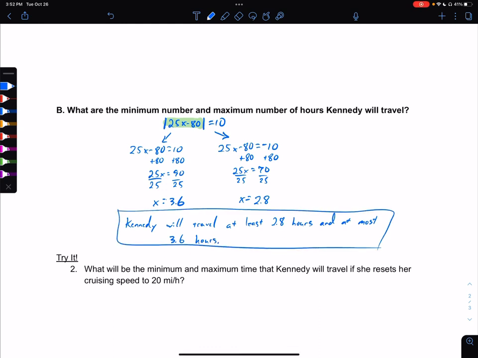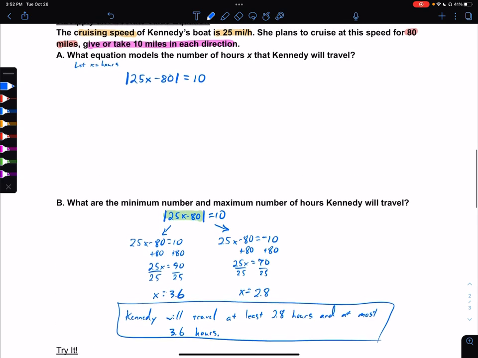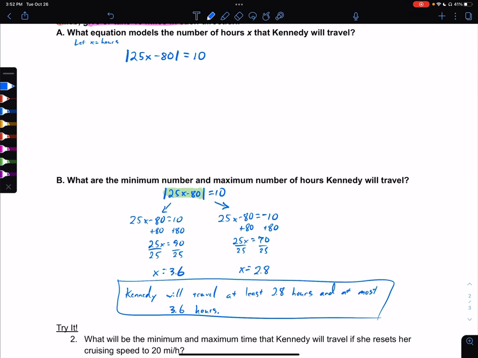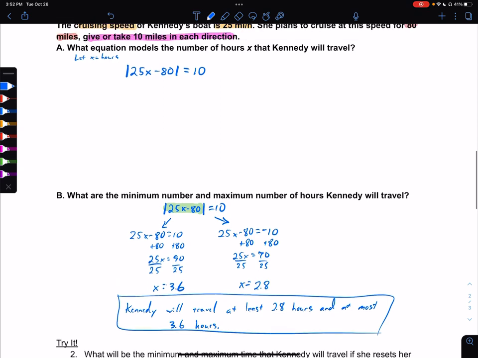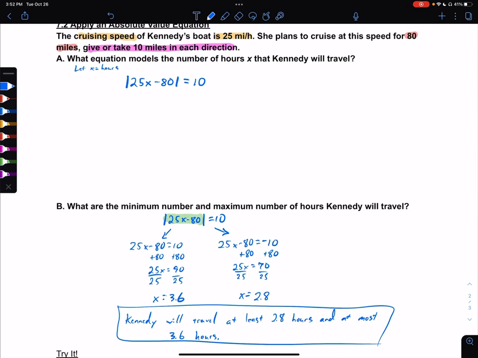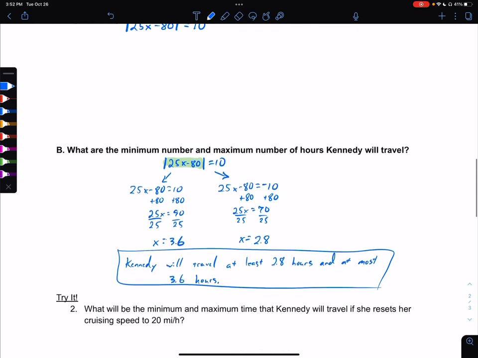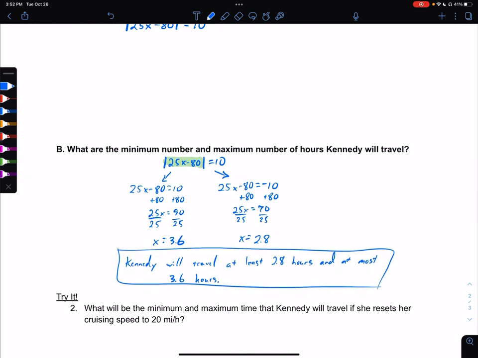So again, make sure, even if you have trouble setting up the absolute value equation, which I will say is generally quite difficult, a lot of trouble setting up absolute value equations at times, but make sure we know how to solve them and interpret the information or interpret the solutions. What does that x value tell us? In this case, x was hours, and it gives us a minimum and maximum hours traveled.